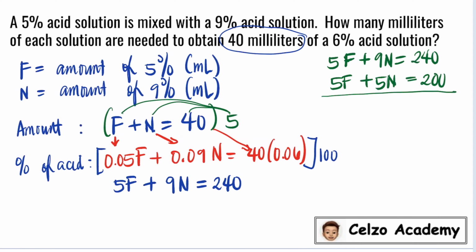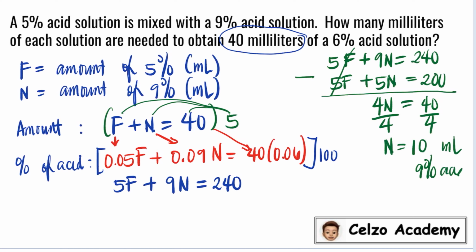So now to eliminate the variable f, we can do subtraction. 5f minus 5f is 0. 9n minus 5n is 4n, is equal to 240 minus 200 is 40. Now we can divide both sides by 4. So n is equal to 10. This means we need 10 ml of 9% acid solution.